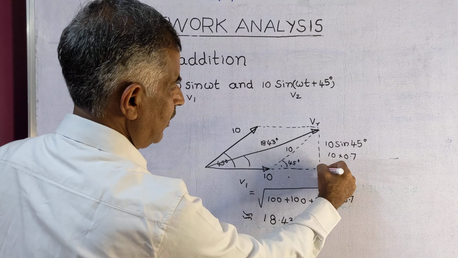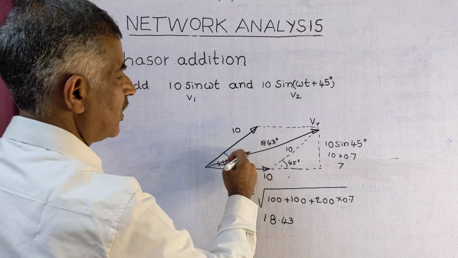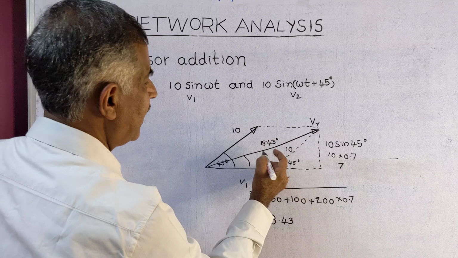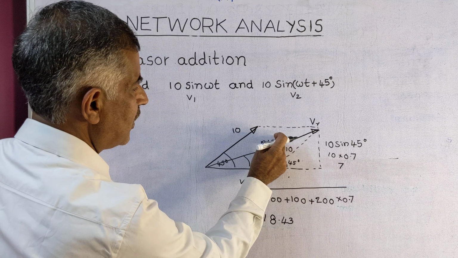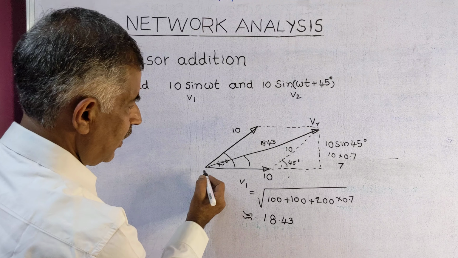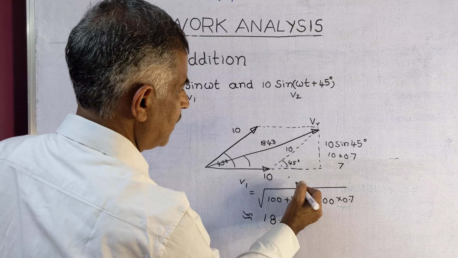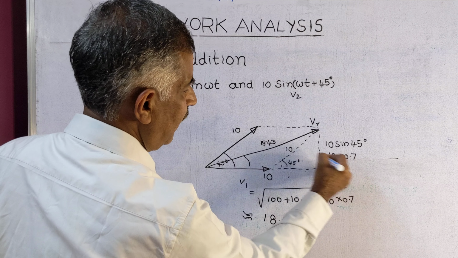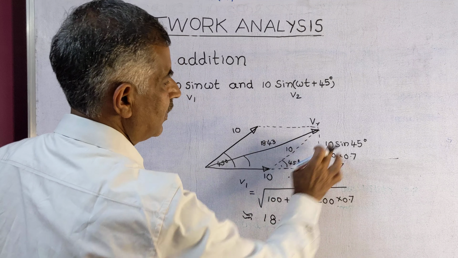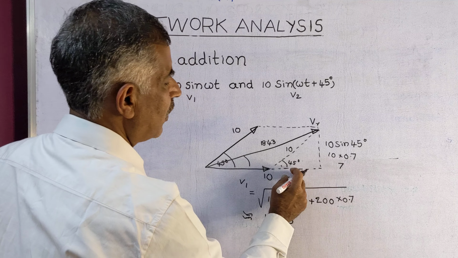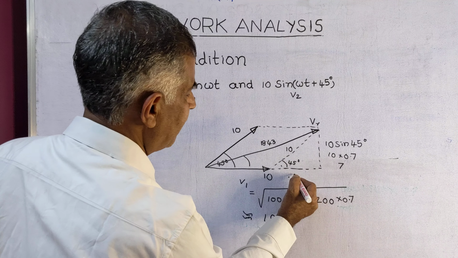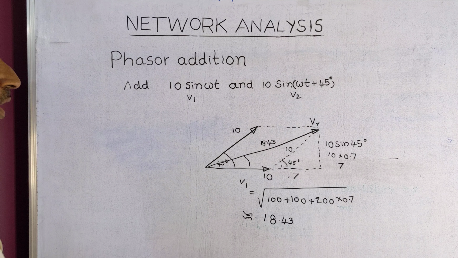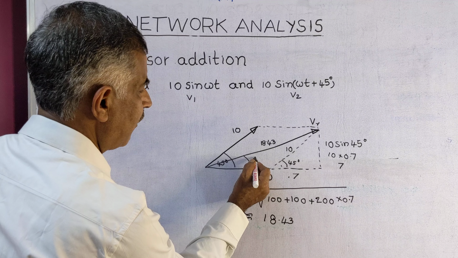Now take this right angle triangle. This is 18.43, this is 10, this is 0.7. 10 cos 45 and 10 sin 45 are both the same, so this is also 7. Now you can find this angle as phi.